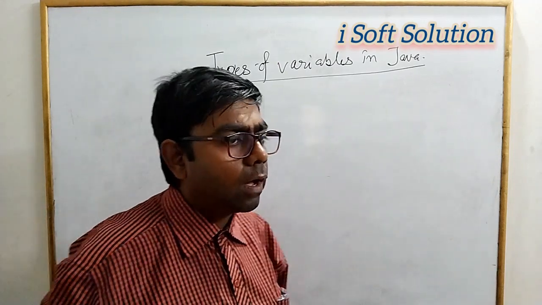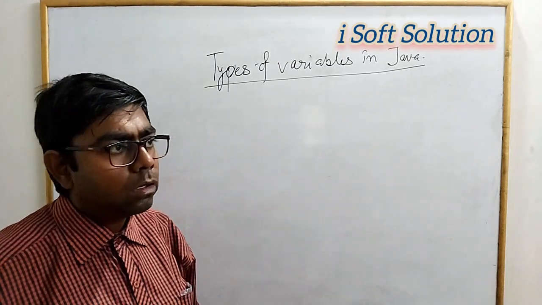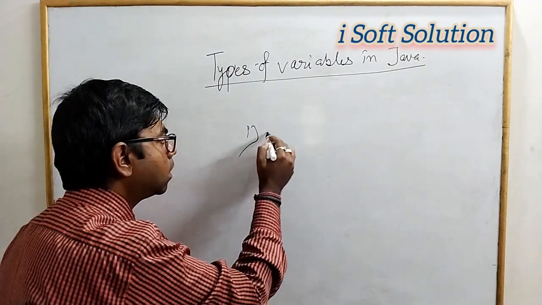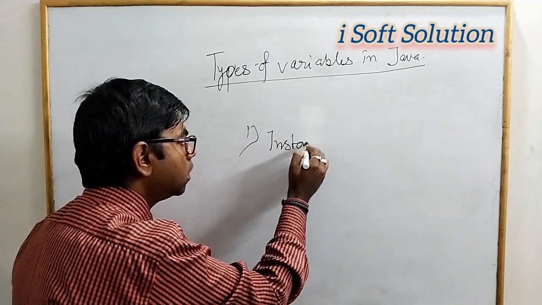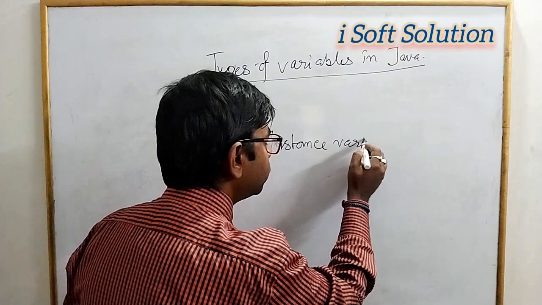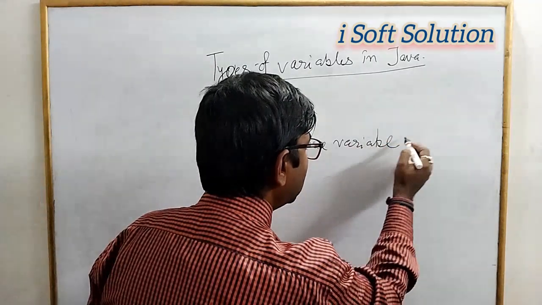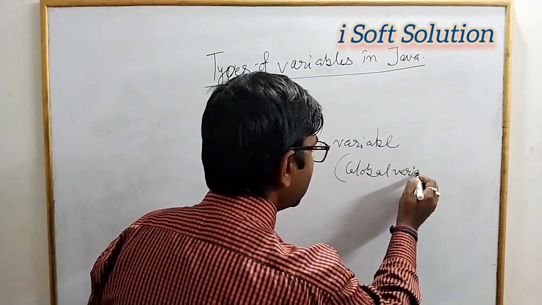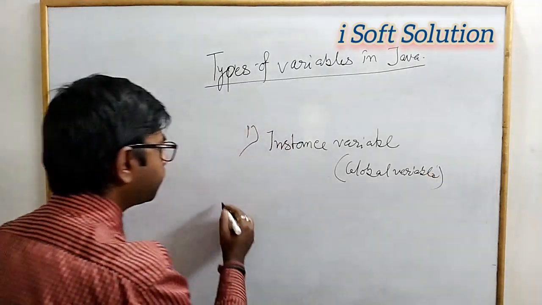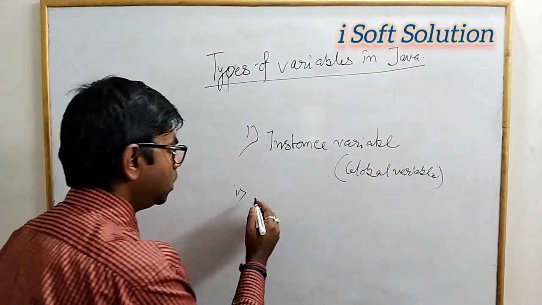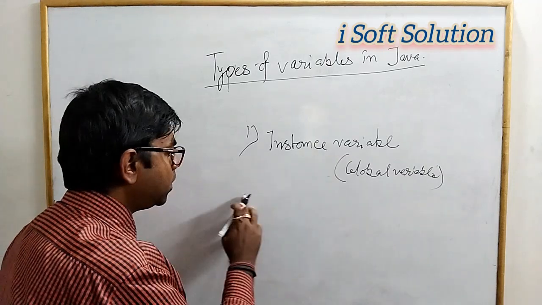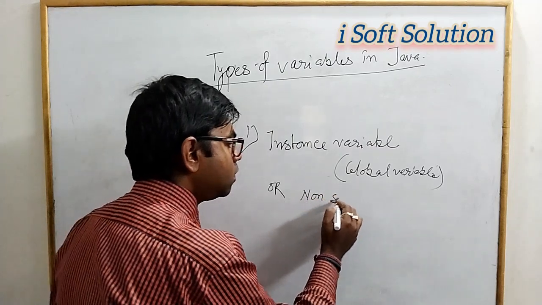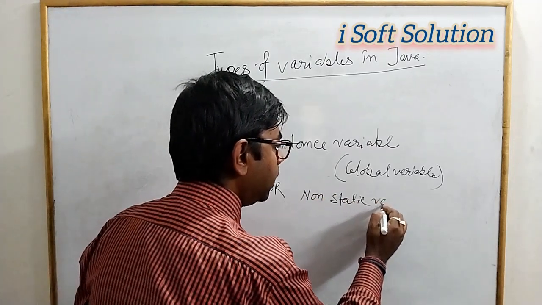Now in Java the basic variables are instance variables, also called global variable. These instance variables are also called global variable or non-static variable.